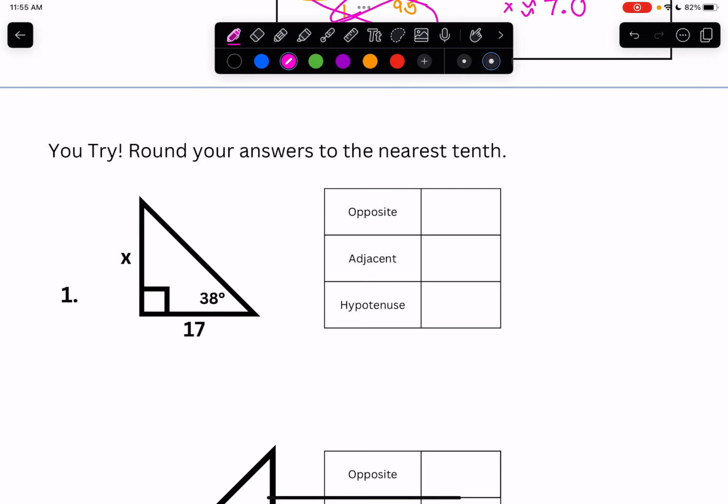So if we want to solve for the missing side, I'm given this angle, opposite it is x, adjacent is 17, hypotenuse we do not have. So if I have opposite and adjacent, I know that I'm going to use tangent. So I'm going to say that tan of 38 is equal to opposite, which is x, over adjacent, which is 17.